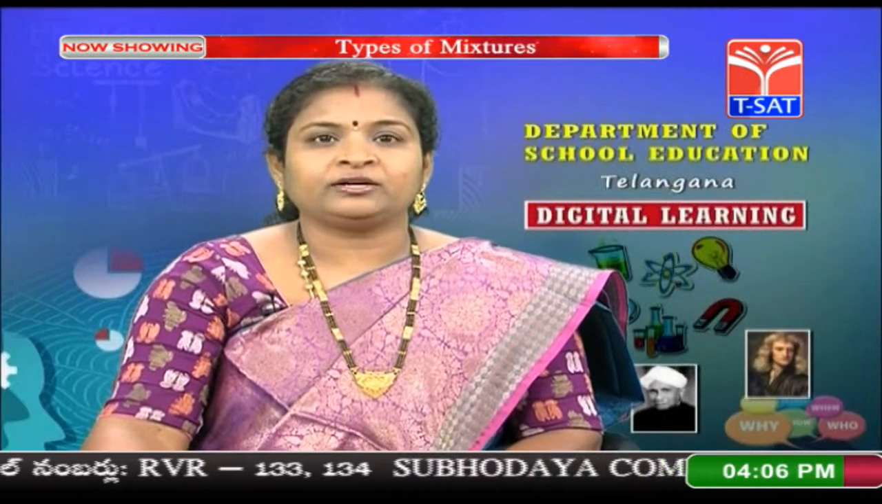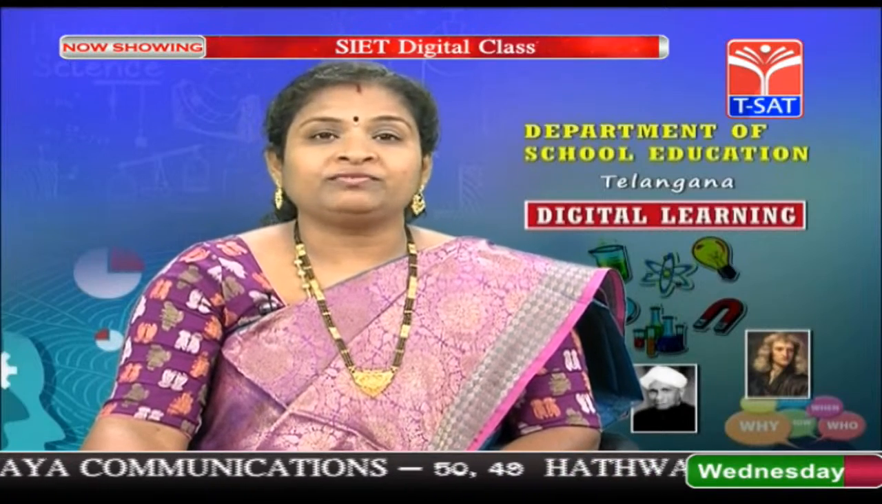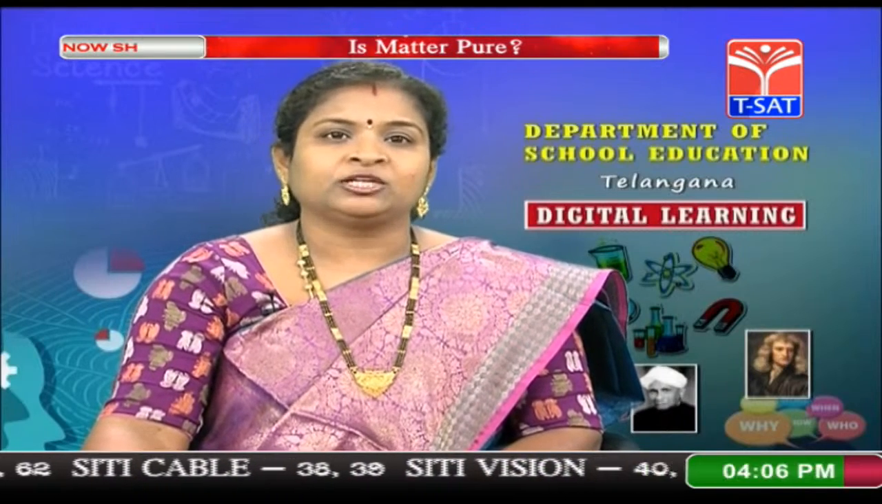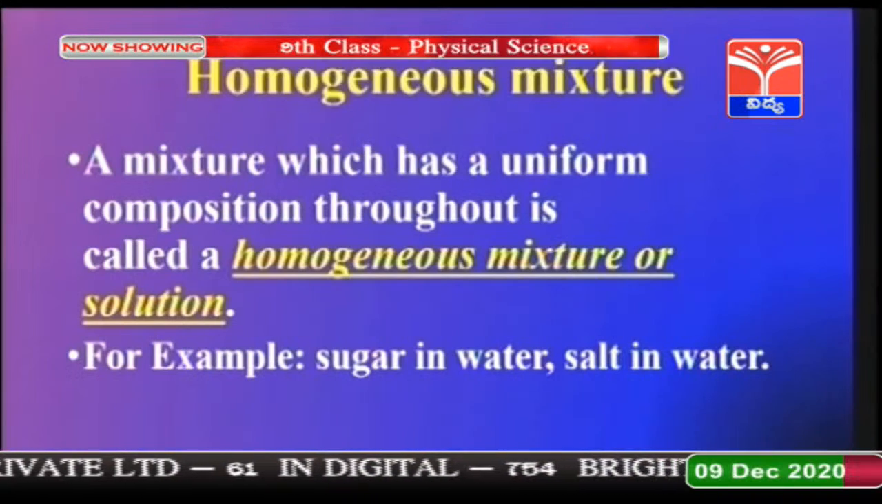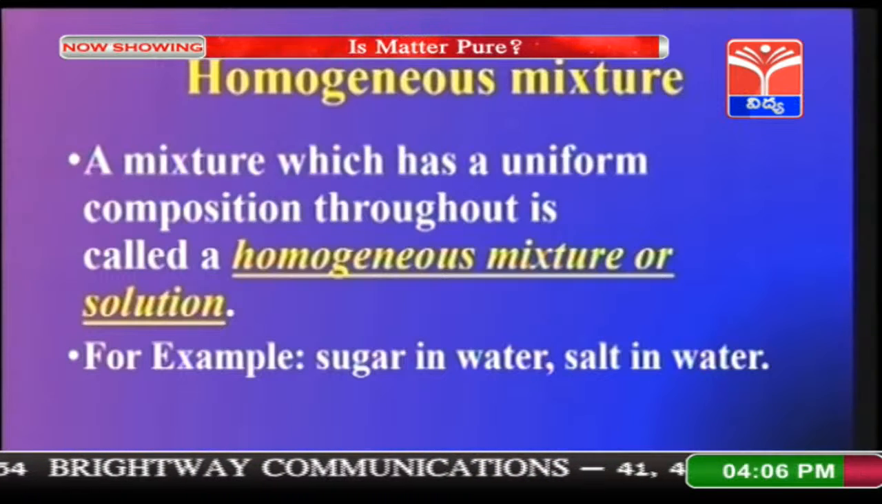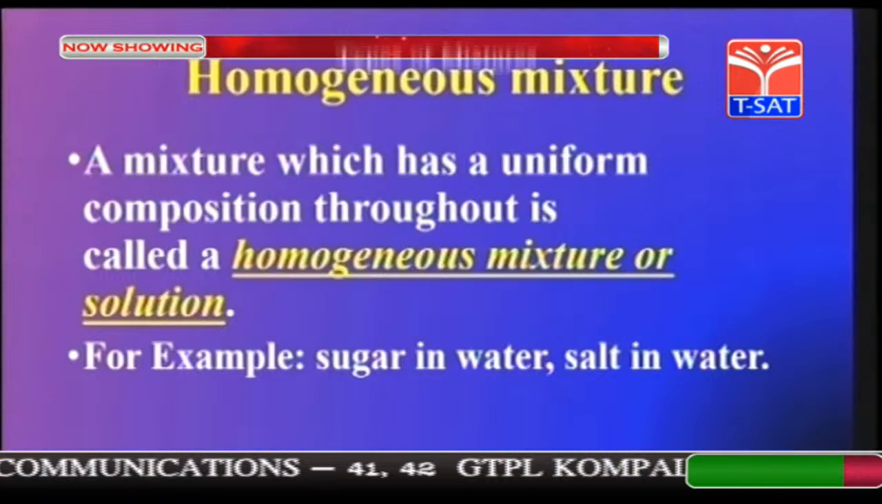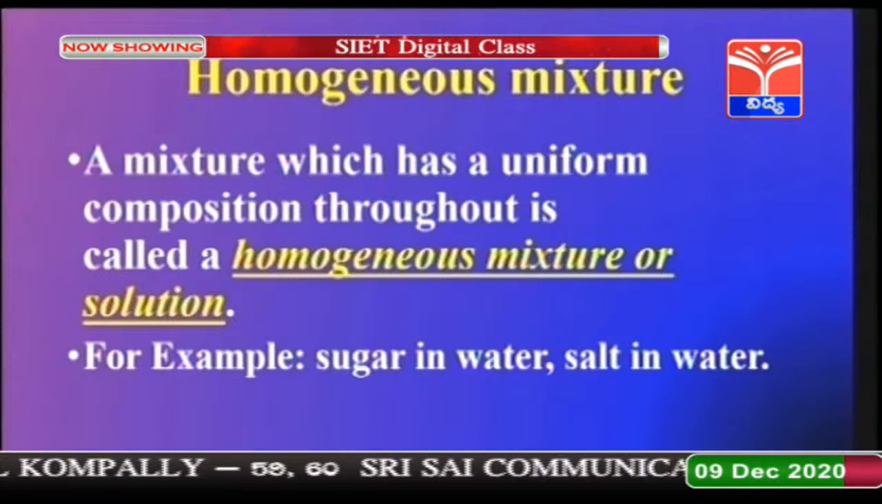So let us define what is homogeneous mixture. A substance which has uniform composition throughout is called as a homogeneous mixture. For example, sugar, when it is added in water, what happens to sugar, children? It gets dissolved. How can you see it? It is seen in the form of a solution. Sugar loses its identity and combines with water. It gets dissolved in water and forms a clear solution. And so this solution is called as homogeneous mixture.